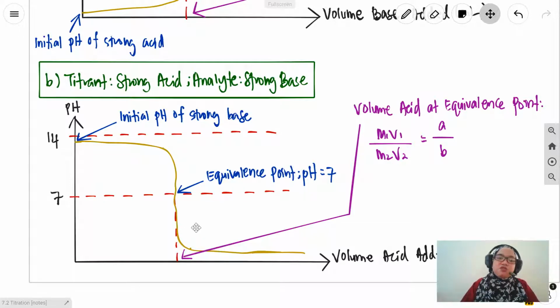Okay. So dekat sini sebab titrant kita dekat dalam burette tu acid, so dekat dia punya x-axis sini adalah volume acid added. So dekat sini ada equivalence point. So di sini adalah volume acid at equivalence point. Berapa volume acid ataupun base yang digunakan untuk capai equivalence point tu. So itu maksud dia. Okay.